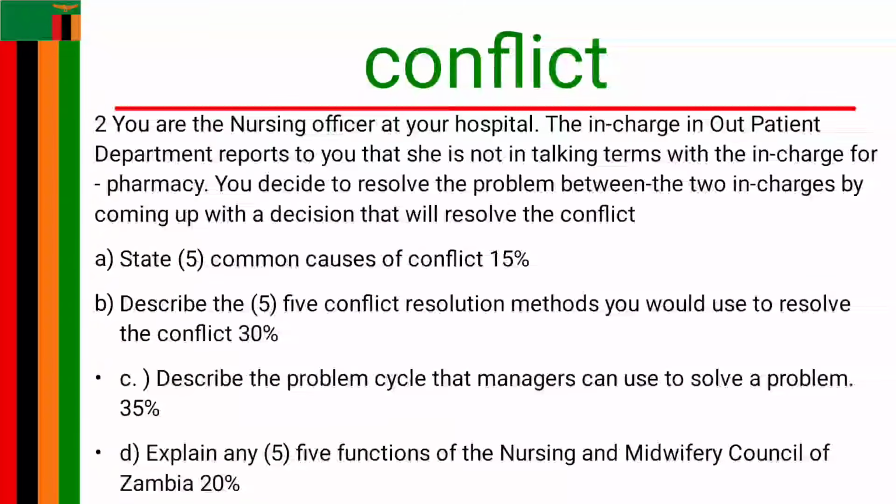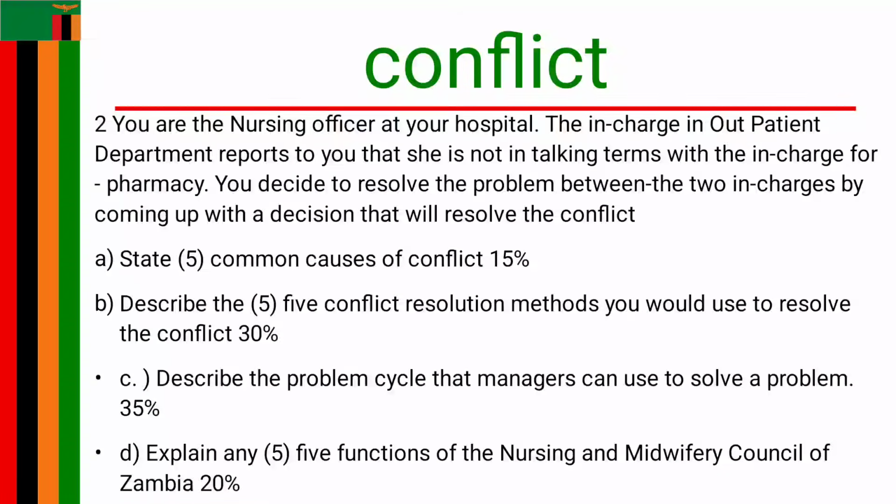So in terms of conflict resolution, the first method is negotiation. Now, negotiation, this involves facilitating a discussion between two parties to find a mutually acceptable solution. For example, discussing workload distribution between the outpatient department and the pharmacy to address the concerns. Apart from that, the next method is mediation. Mediation involves a neutral third party to help facilitate communication and find a solution.